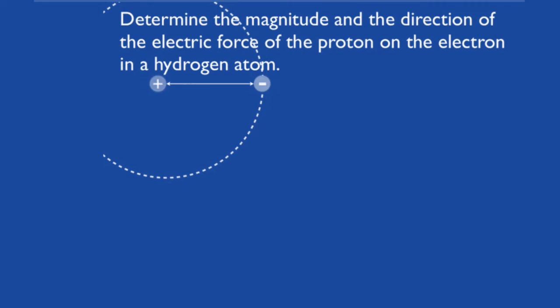Now, before we actually calculate the magnitude of the electric force, we can already determine the direction of the electric force. It says in the problem the force of the proton on the electron. So we want to know what force the proton is applying to the electron, so we are going to draw the force on that electron. And the force on the electron is going to be to the left, or in the negative direction.